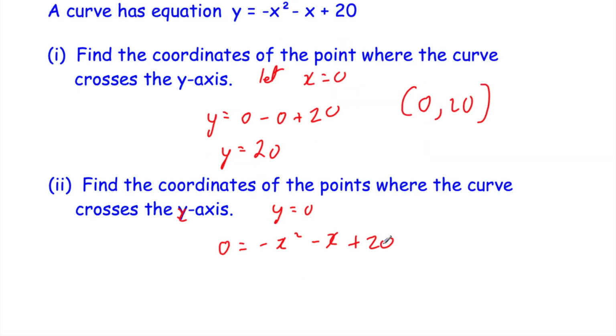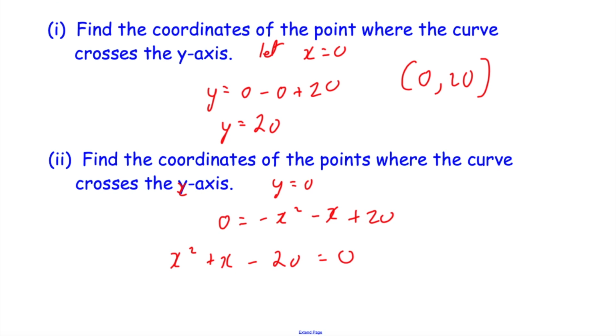So to solve this equation, the first step I'm going to do is bring everything to the left hand side. So I'm going to add x squared, add x, and take away 20 from both sides of the equation. Or you could just times the equation through by -1. Some people just times an equation by -1. It changes all the signs. But if you bring everything to the left hand side, we'd get x squared plus x minus 20 equals 0. So we're just adding x squared to both sides, adding x to both sides, and taking away 20 from both sides. Now we're going to factorize this. So let's factorize this and see what we get.